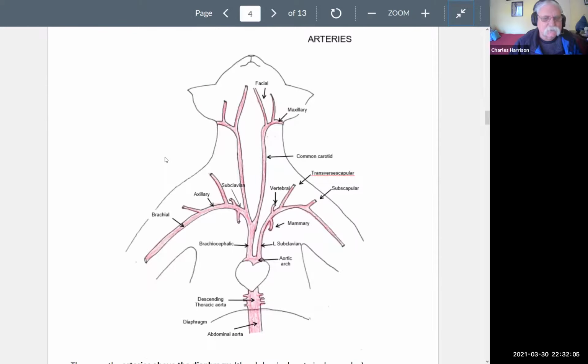The arteries above the diaphragm would normally stain or have a latex injection that is pink, sometimes even red, but usually pink. The diaphragm's down there at the cursor. Arteries go away from the heart, so that's good.